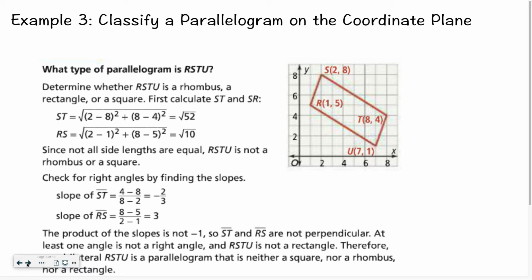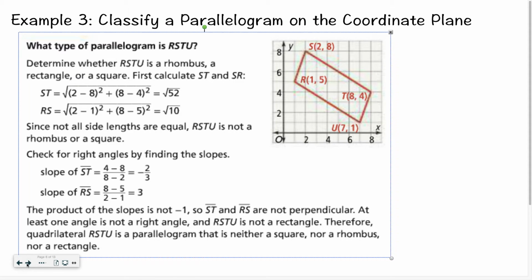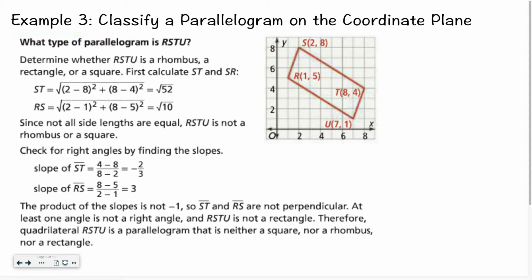All right, example 3, let's talk about classifying a parallelogram on a coordinate plane. So if I want to figure out what type of parallelogram is RSTU, remember, parallelograms are kind of the biggest category of quadrilaterals that have 2 sets of opposite sides that are parallel. Parallelograms, then more specifically, become rectangle and rhombus, and if it's all of those, it is a square. So we're going to go through the process to see what figure we have. Okay, so what type of parallelogram is RSTU?